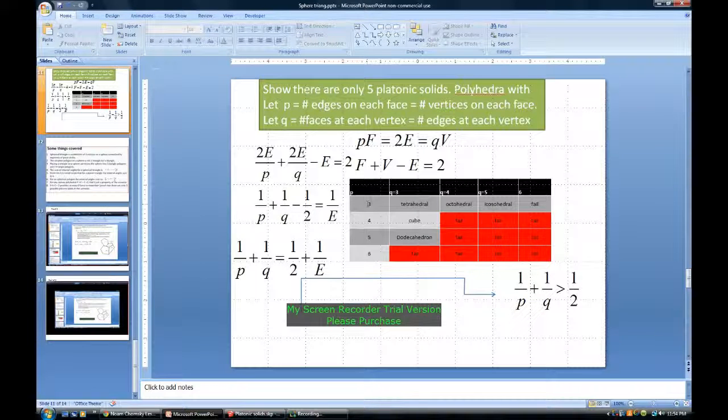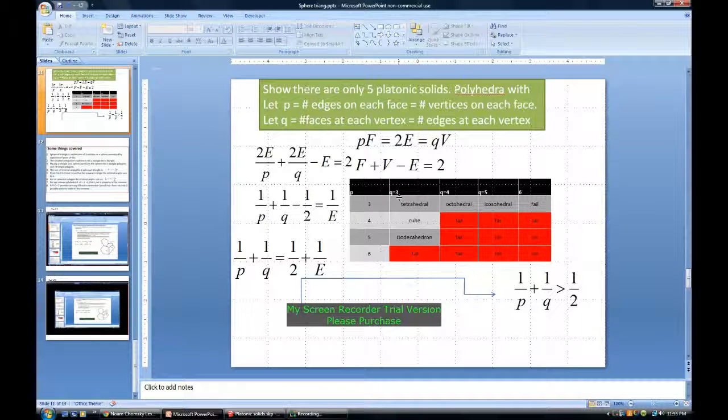And so you can make this table up for when the inequality is satisfied. And obviously, it can't be satisfied for, say, p equals 100 and q equals 100, because that's just 2/100ths. That's far less than 1/2. So p and q must be more or less small numbers, and 3 is the smallest number because the faces are in Euclidean space. The smallest is a triangle with 3 edges on each face. So you can look through here.